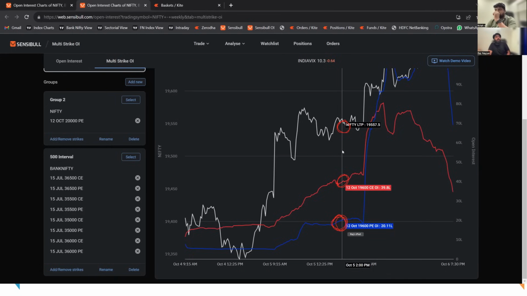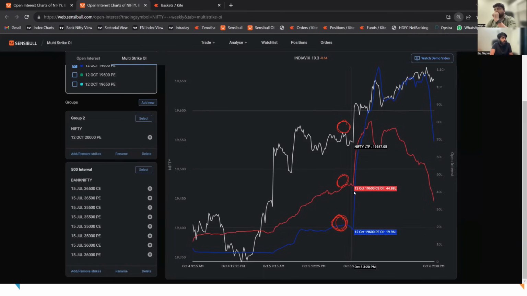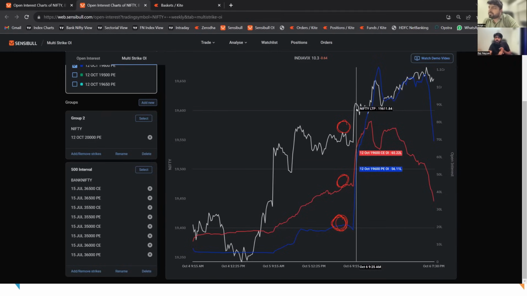As time passes, at the lower point of time at 10:25, the market again breached 19600. So at the first point when the market breached 19600, there will be two things. People who want to make straddles will start making straddles, and put writers are also rushing.